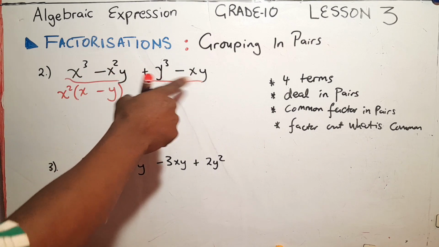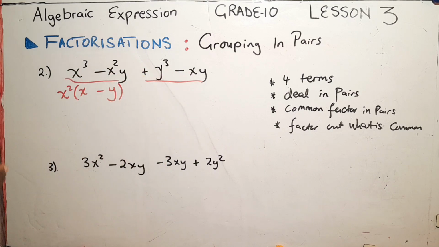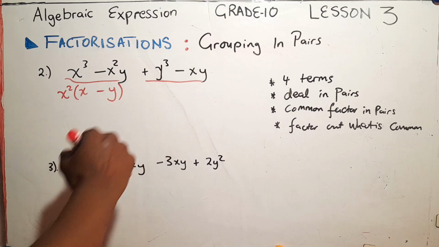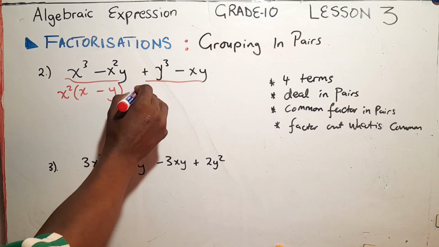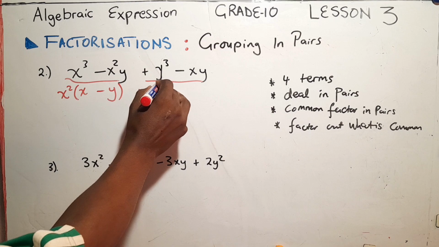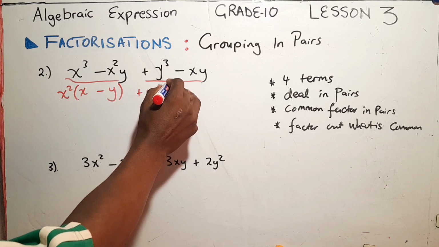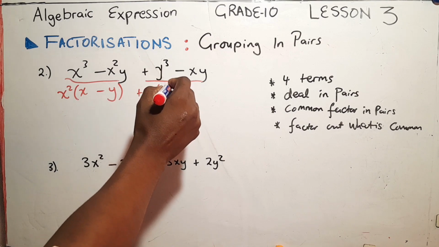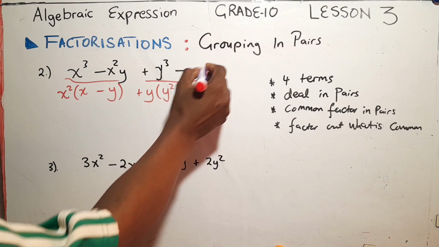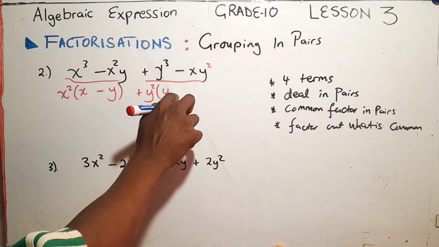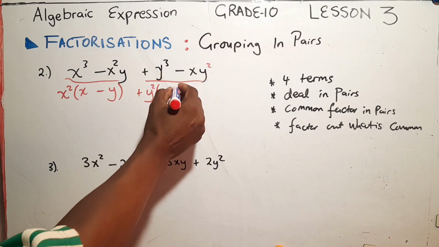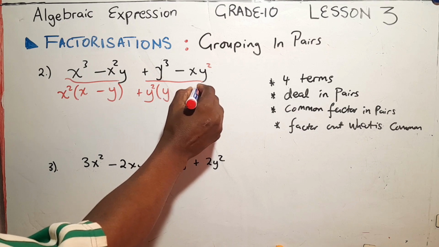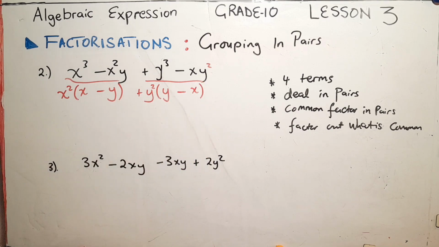And here what is common? It is y. As you can see, y is common there and there. So it means that we can factor out y. So this will be remaining as y squared. Is that correct? Or this was squared. So we can factor out y squared, and this will remain as y minus x, like that.